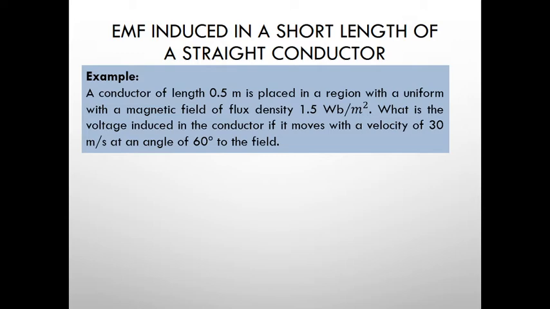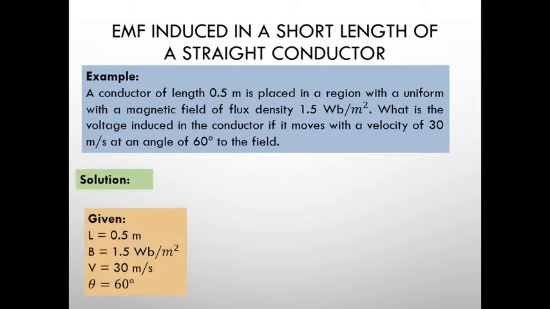So let us read it: the conductor has a length of 0.5 meters, the flux density is 1.5 Tesla or Weber per meter squared, the velocity is 30 meters per second, and the angle is 60 degrees to the field. So what will be the output, the induced voltage at that certain position? So solution, what are the givens? L, the length, is 0.5, B is 1.5 Weber per meter squared, V, velocity, is equal to 30 meters per second, then theta is 60 degrees.